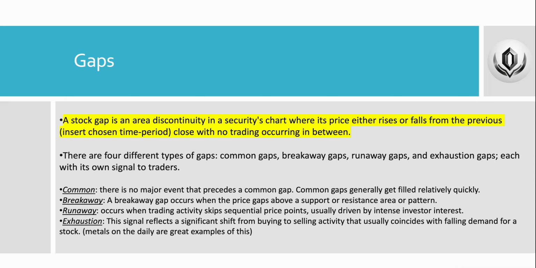And the last one is exhaustion gaps. And these are the opposite of what we just talked about. So you think of them as the final push before a reversal. And they usually happen at the end of an extended move, or it's the overextension of that move.